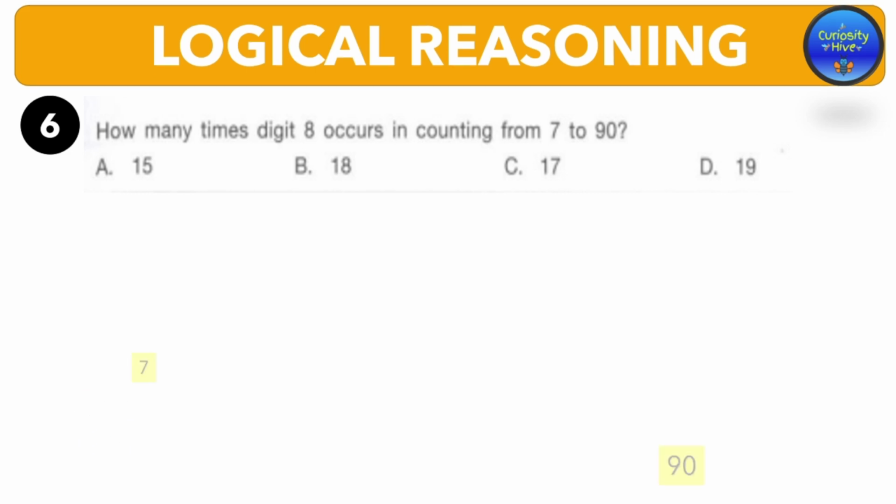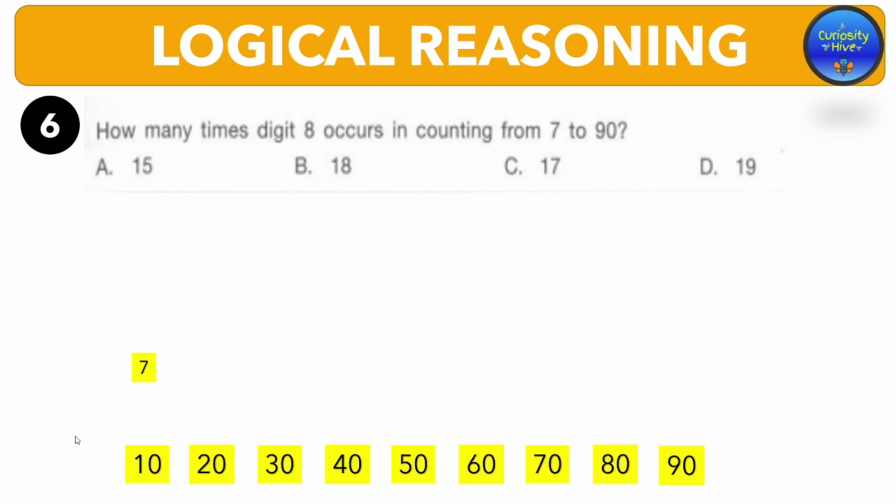Now the range given for us is from 7 to 90. Here, let's write down all the tens in this range, which will be from 10 to 90. And here 80 is the only number which has the occurrence of 8. Now we'll write the 8s that will occur on these lines ending in 10, 20 and 30. They will be 8, 18, 28, 38, so on till 88.